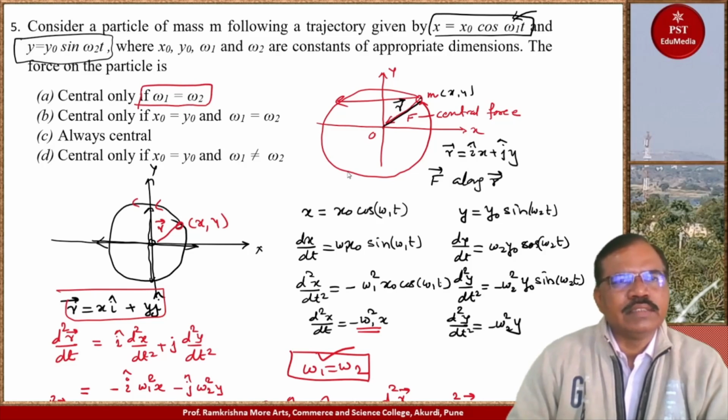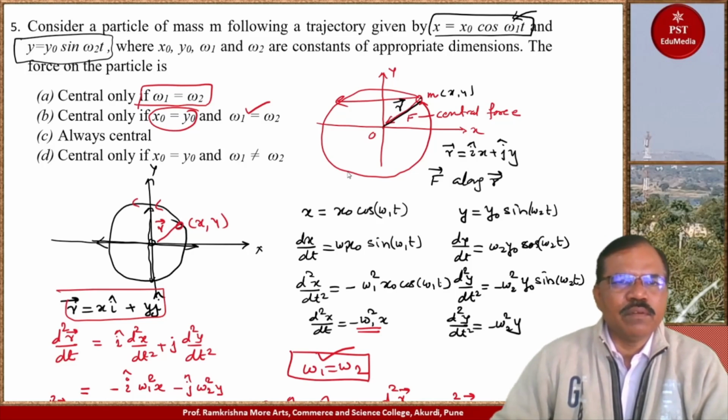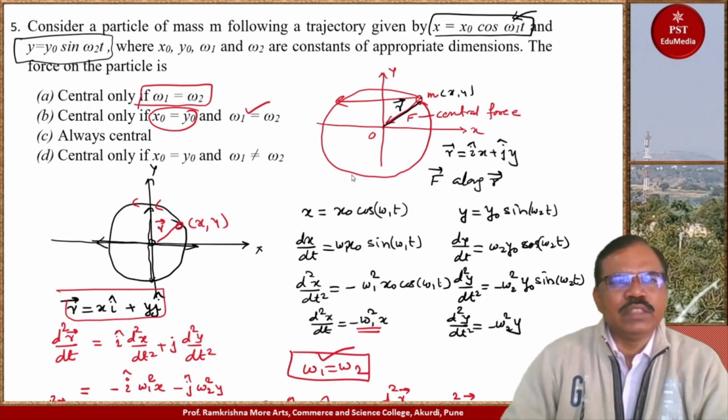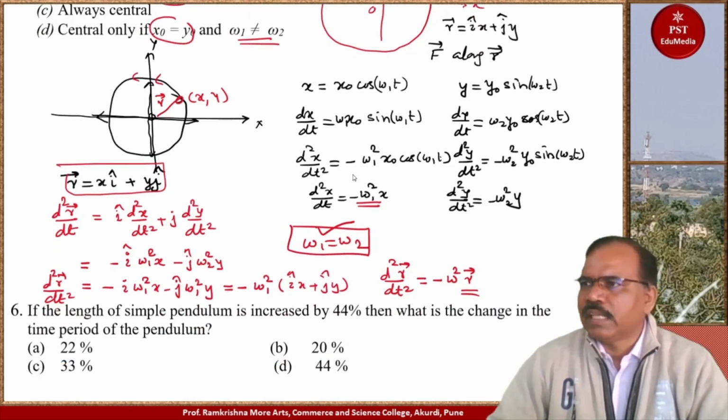Now, central only if x0 is equal to y0 and omega 1 equal to omega 2? Here x0 equal to y0 is not required. What is required is this one. Always central? No. When omega 1 is not equal to omega 2, the direction of force will not be along r. So omega 1 equal to omega 2 is required. So this first one is correct. Now we'll see the last one.